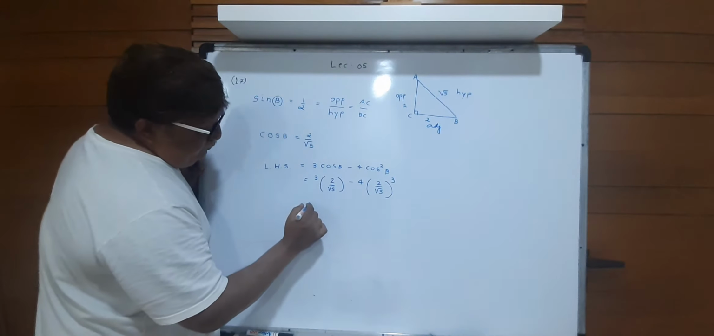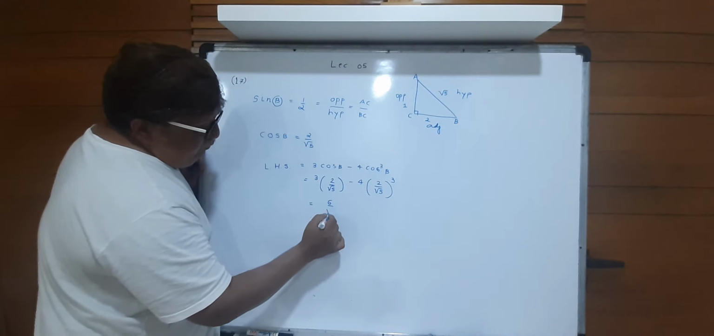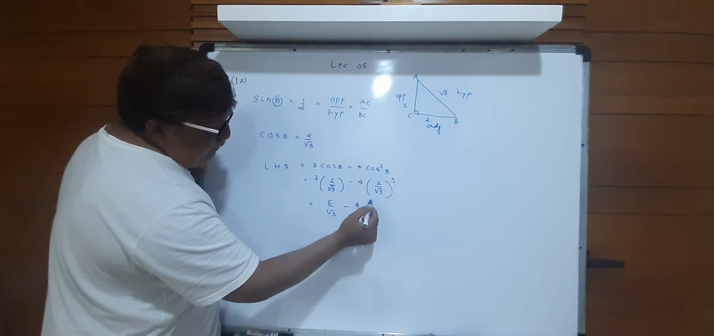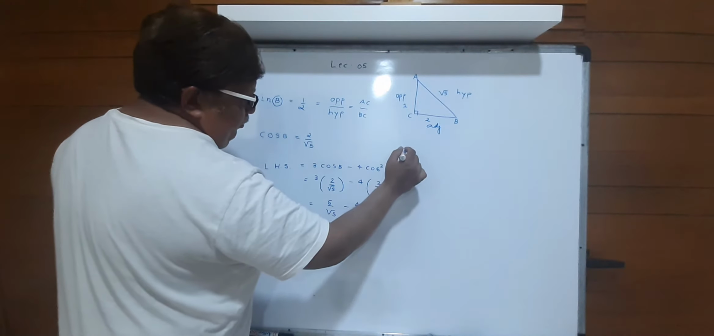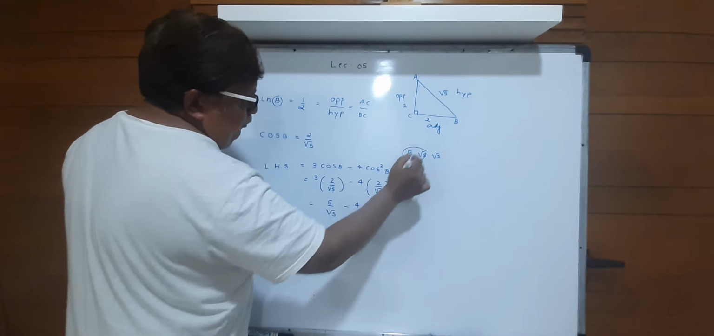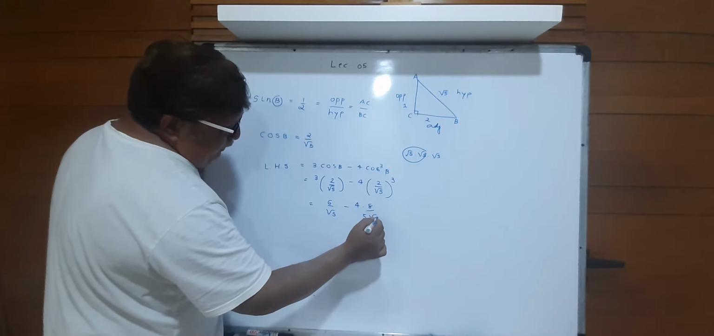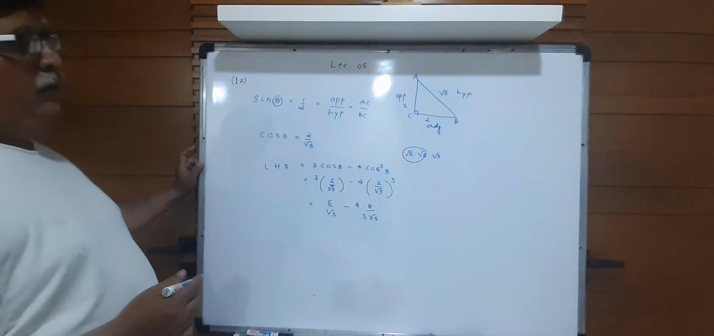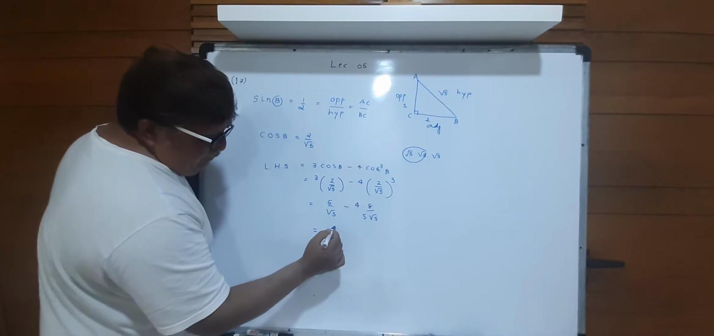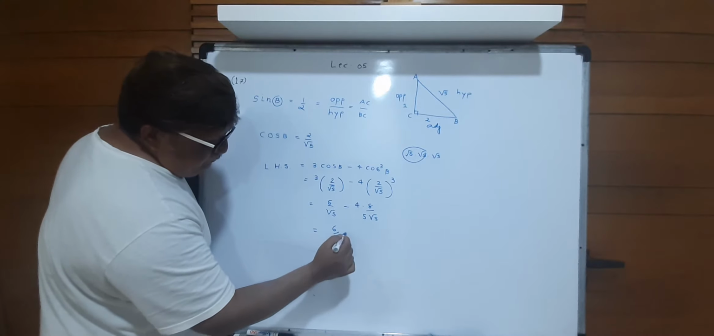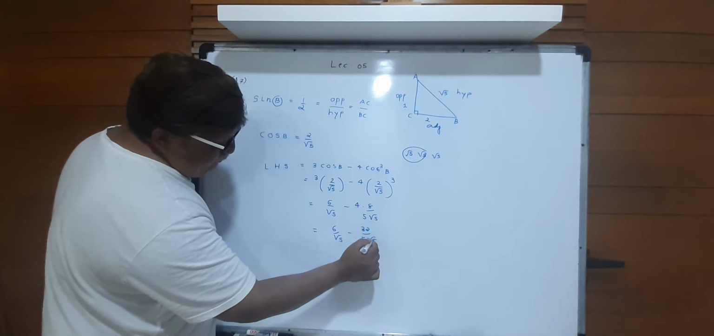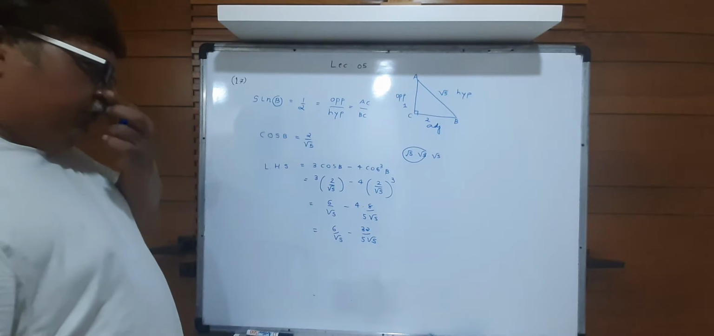So this is now 6 upon root 5, 4 into 2 cube, that is 8. Root 5 raised to 3 means you can take root 5 how many times? 3 times. Twice root 5 means 5. So this is 5 root 5. Right, you got it? Now, cancellation is not possible here. So 4 into 8, this is 32 upon 5 root 5. Now just concentrate here.